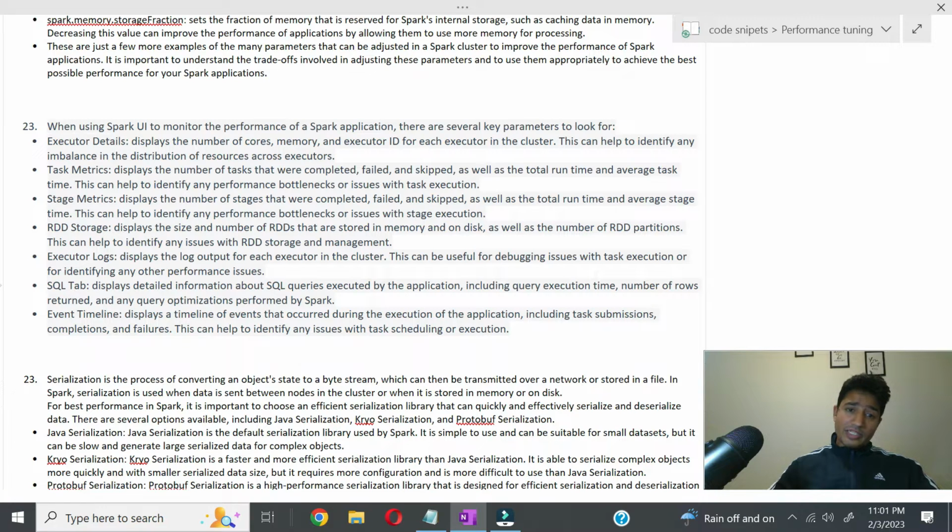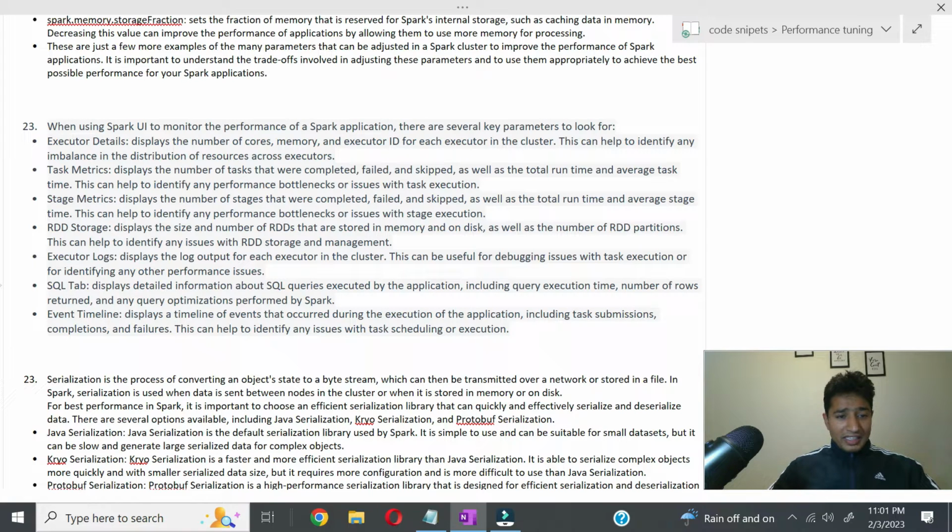Task metrics display the number of tasks that were computed, failed, and skipped, as well as total runtime and average task time. So this is very important. It will show you the number of tasks which are completed, failed, and at the same time it will show you the time taken to complete the task. Then we go for stage metrics. This will show you the number of stages that were completed, skipped, and at the same time will tell you the total runtime and average stage runtime.